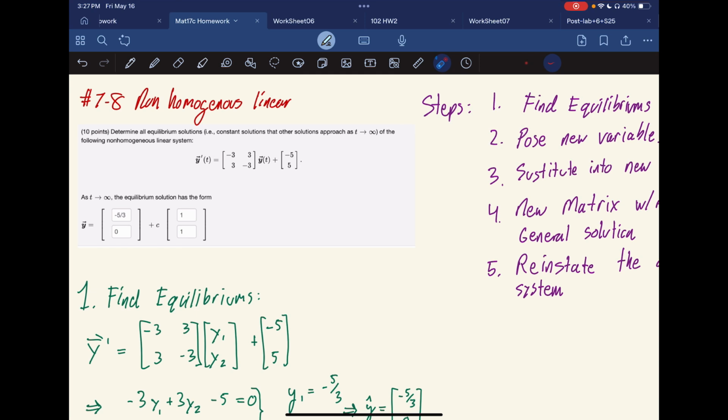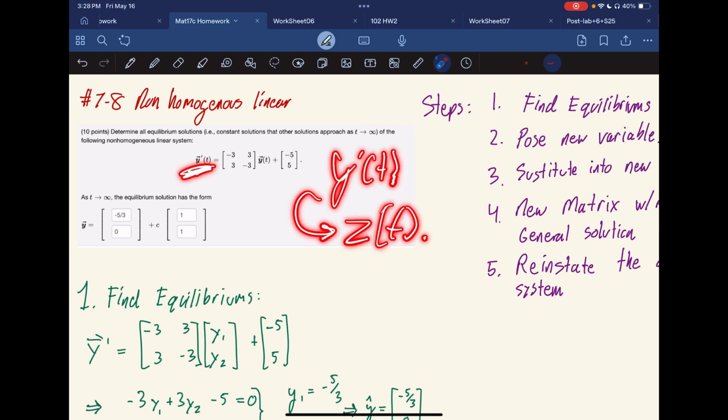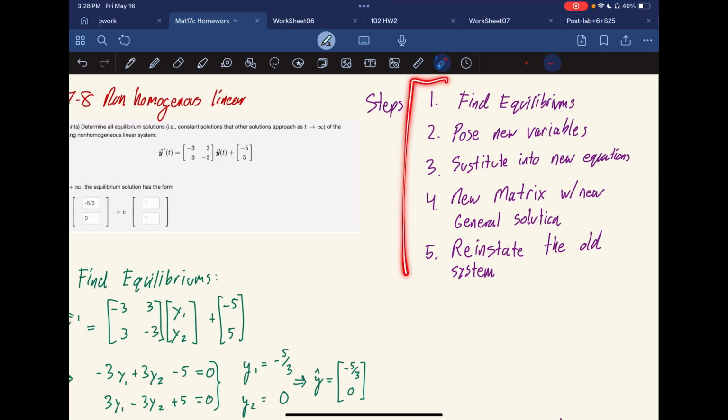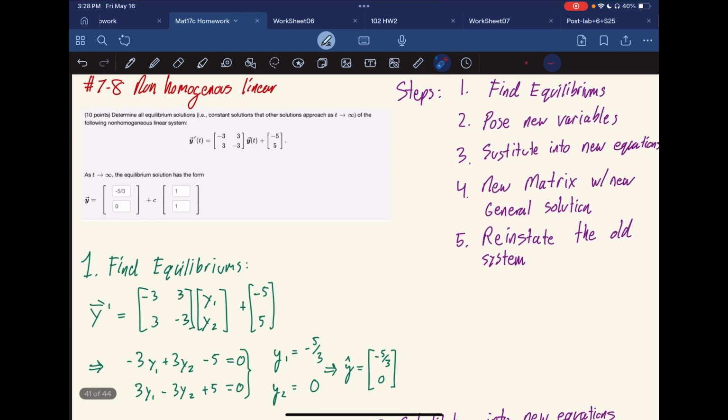So just for clarification, we have a system, y of t, and we're going to turn y of t into something like, we'll say, z of t, using some really annoying properties. After we get z of t, we turn it back into y of t, so that way we can actually solve the problem. It's very unintuitive and it's very systematic. So like I said, here are 5 steps. We'll just jump right in.